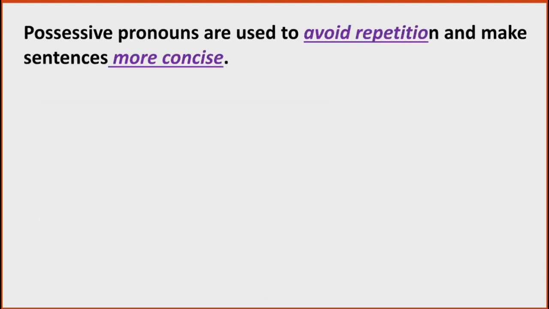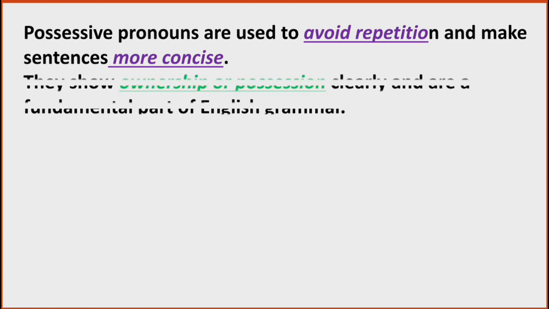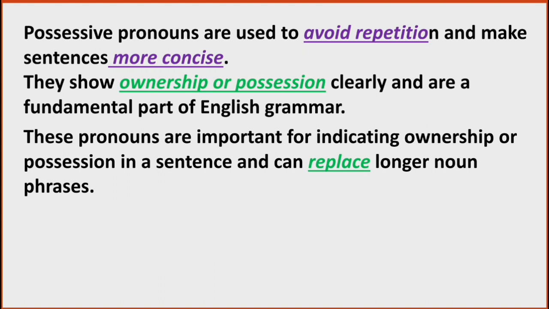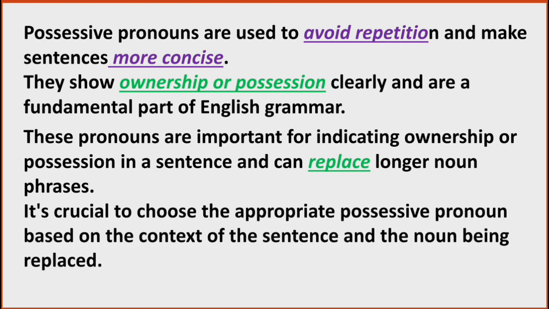Possessive pronouns are used to avoid repetition and make sentences more concise. They show ownership or possession clearly and are a fundamental part of English grammar. These pronouns are important for indicating ownership or possession in a sentence and can replace longer noun phrases. It's crucial to choose the appropriate possessive pronoun based on the context of the sentence and the noun being replaced.